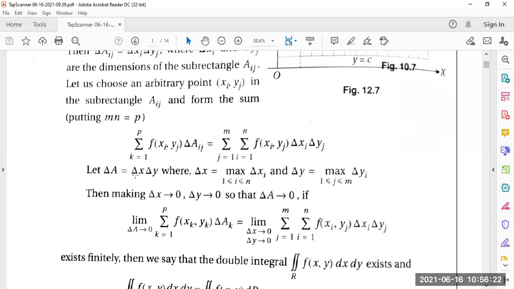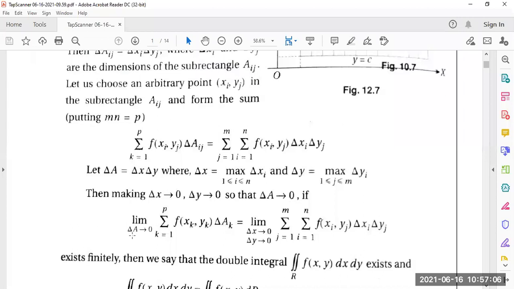Now let delta A equal delta x into delta y, where delta x is the maximum of delta xi and delta y is the maximum of delta yj. Obviously i lies between 1 and n and j lies between 1 and m. So we are taking the maximum area of this. Then we make delta x tend to 0 and delta y tend to 0, so that delta A tends to 0, since delta A is the product of delta x and delta y.